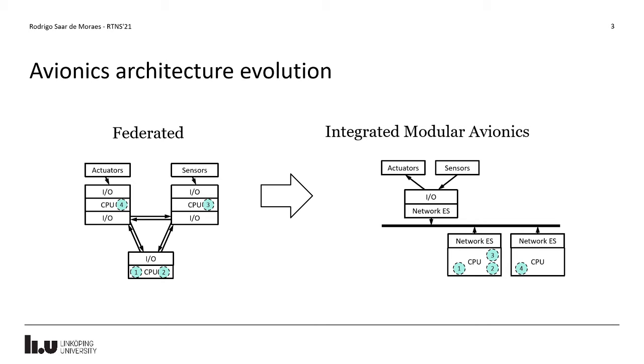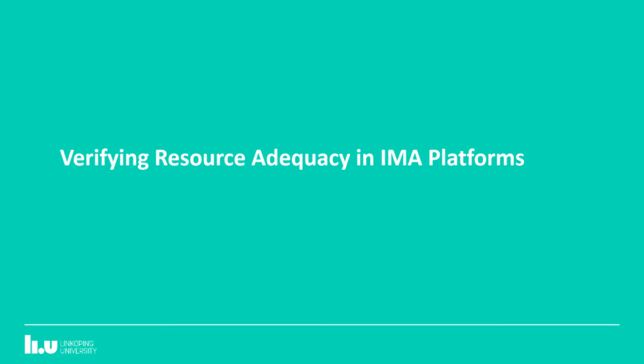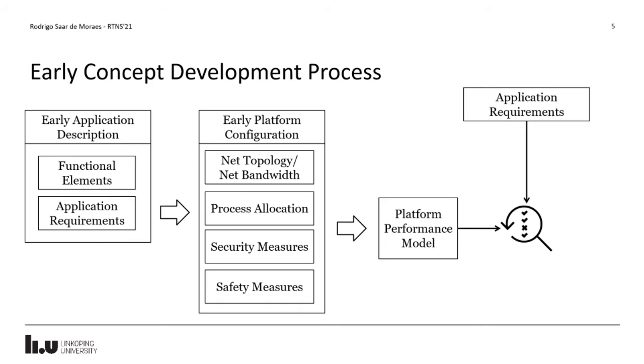So it's very important here to think about how the architecture supports the execution of these processes, which we should do at the earliest stage possible in the development process to avoid further costs in the future. We do it in what we call the concept level. Let's talk a little bit now about how to verify this during the concept development process. During the early concept development phase, we have an early description of our avionics application: the software functional elements and a little bit of application requirements which are relevant at this point.